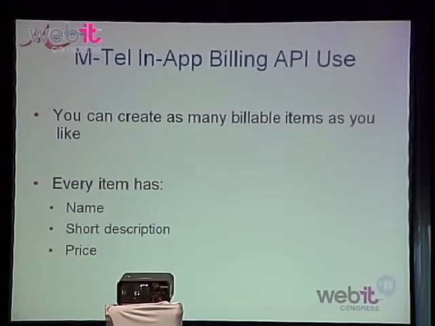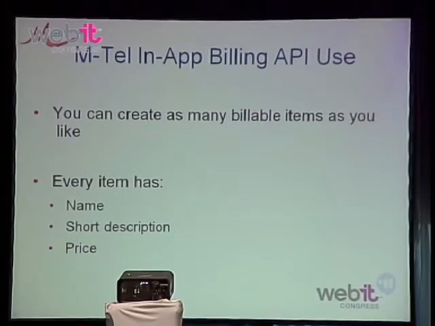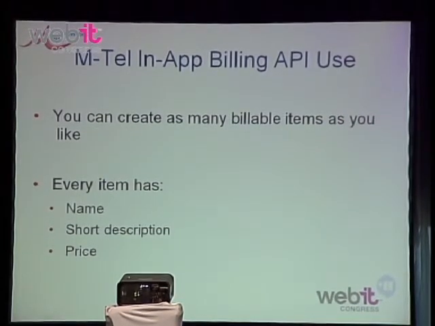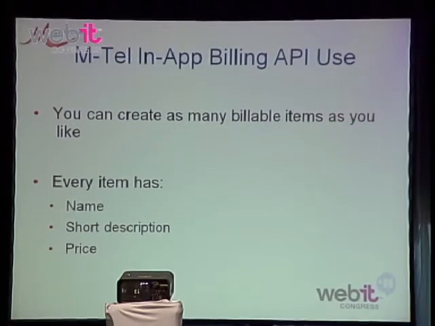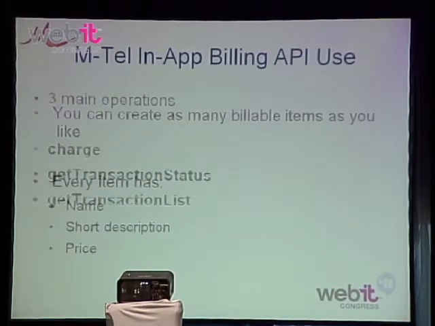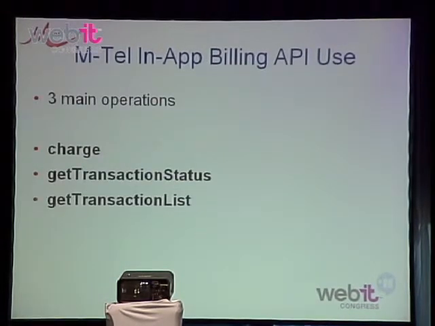So I'll define this item in the console, and I'll define the name, the short description, and the price. But a little bit later. So right now, I'll present you the syntax. There are only 3 main operations which you are going to use when you implement the in-app billing API. Again, our core idea is to make the platform simple to use. So we have thought very well how to make this API simple but yet reliable for you.